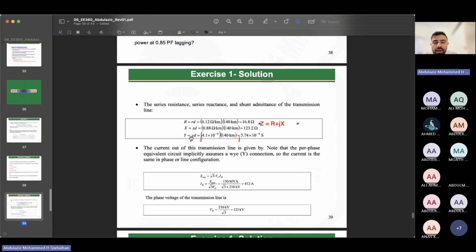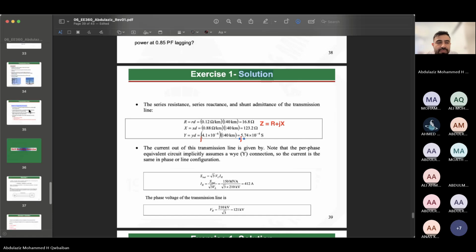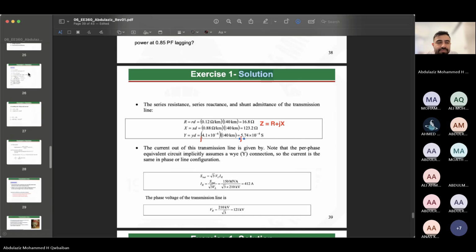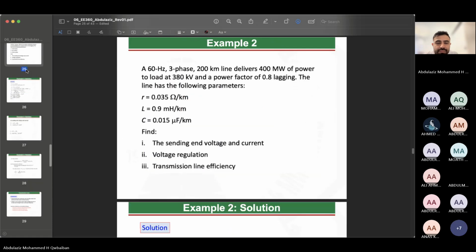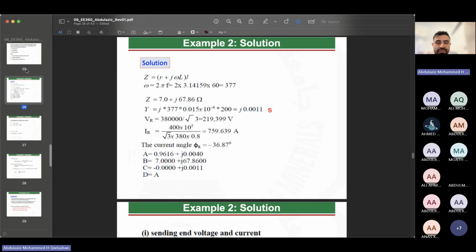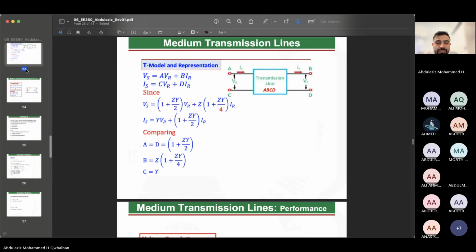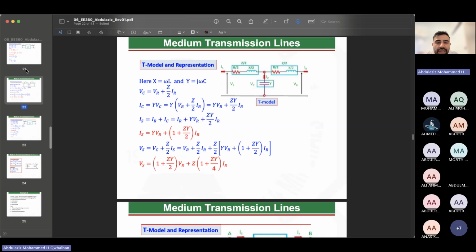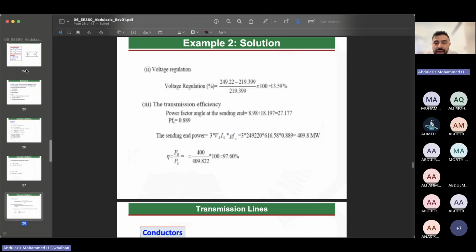Y is JYD. Okay? As a matter of fact, it's even negative. It's a negative number. Is it negative? I forgot. No, it's not negative. It's J omega C, not negative. Okay.